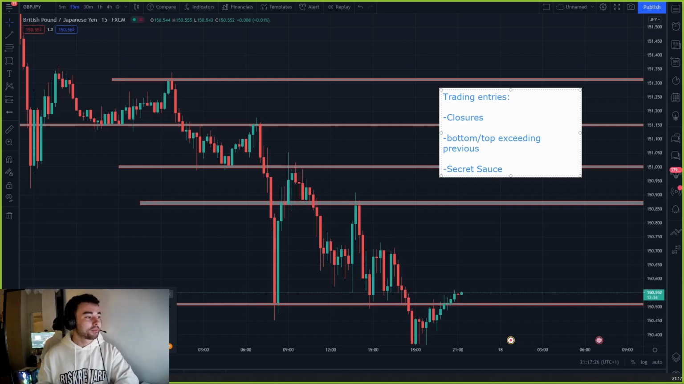So the first one, let's just start off with this. So trading entries, we've got closures. Okay, so closures means specifically for candles where they're closing either above or below range.